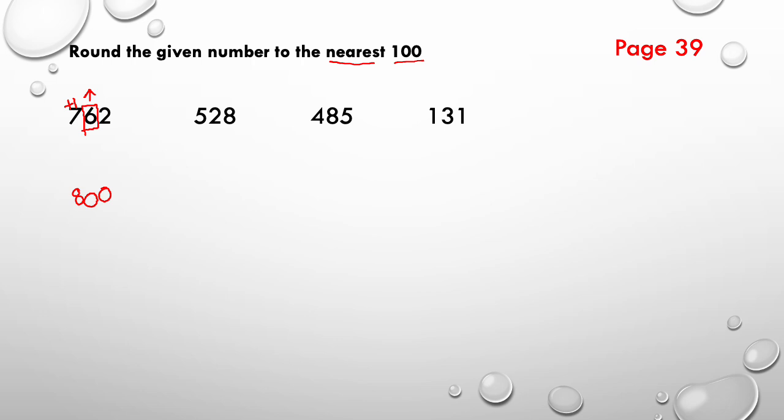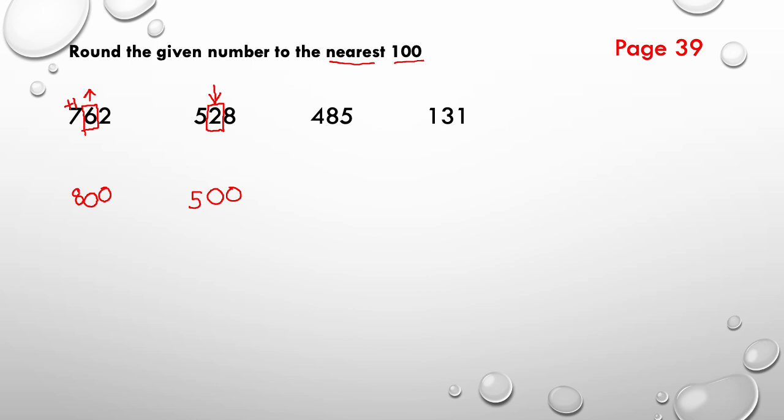Now look at this 528. When it is rounded to nearest 100, we look at the 10th place. The digit at 10th place is 2. It will be rounded down because 4, 3, 2, 1, 0 will be rounded down. So when it is rounded down, nothing will happen to 5. We put 2 zeros and 5 as it is, 500.